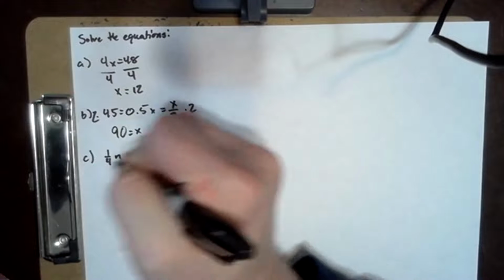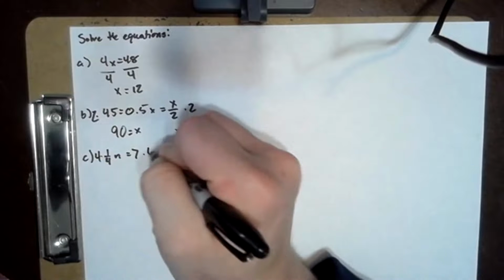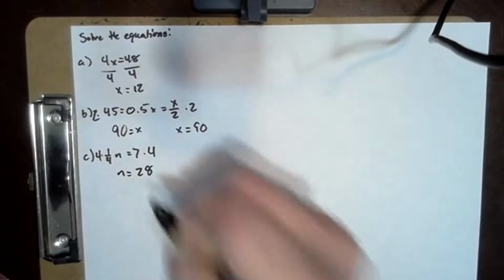1/4 n equals 7, so we multiply both sides by 4 to get n equals 28.